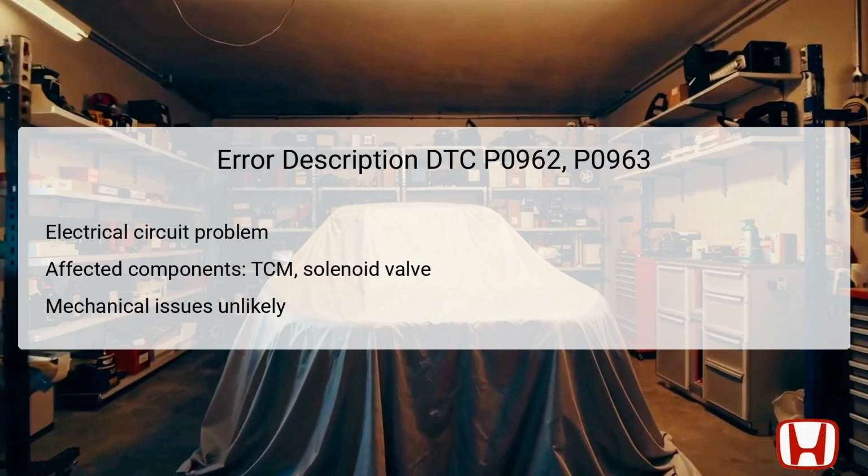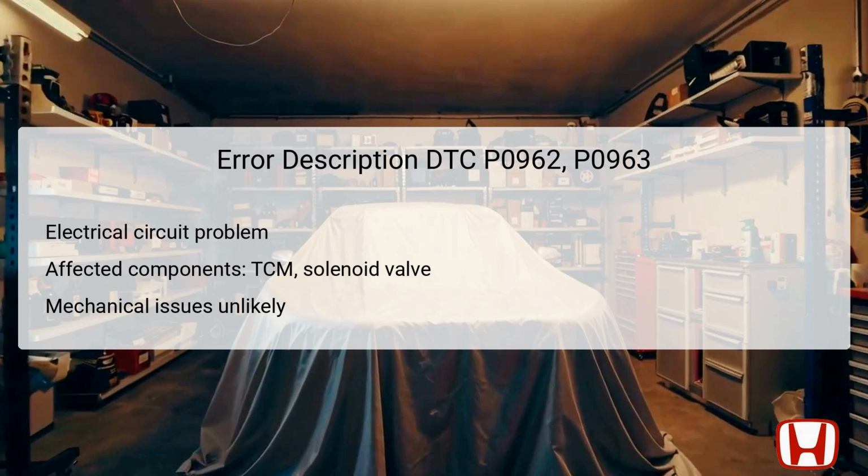The DTC P0962 is triggered when there is a low reading in the CVT drive pulley pressure control valve circuit, while P0963 indicates a high reading. Both are closely linked to the electrical circuit communication that manages the CVT system. The affected components in this case are the transmission control module, TCM, which is the brain of the CVT system, and the CVT drive pulley pressure control solenoid valve.